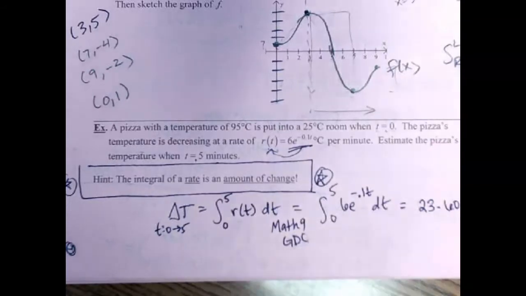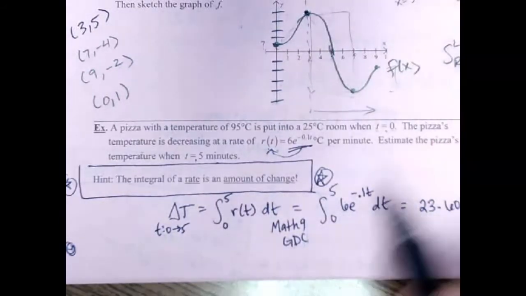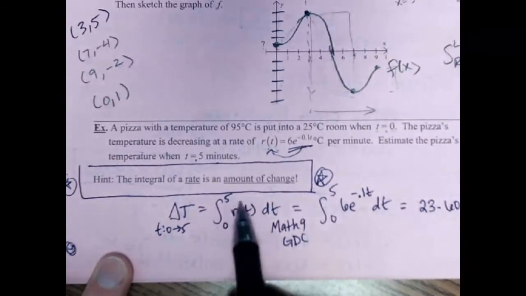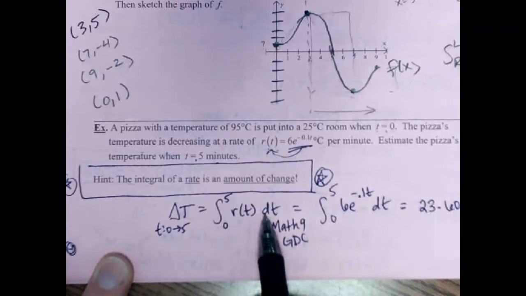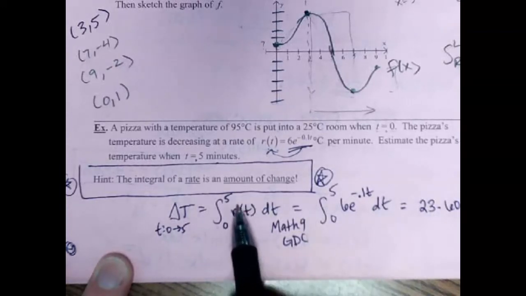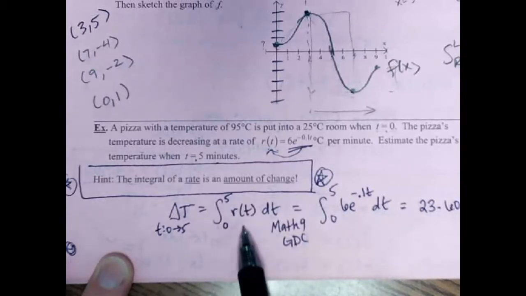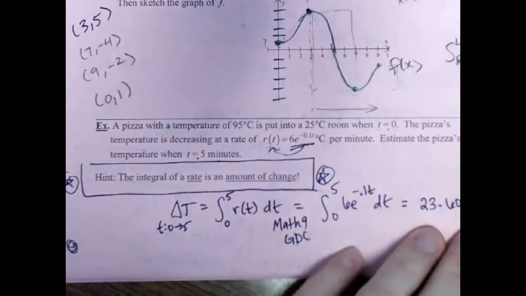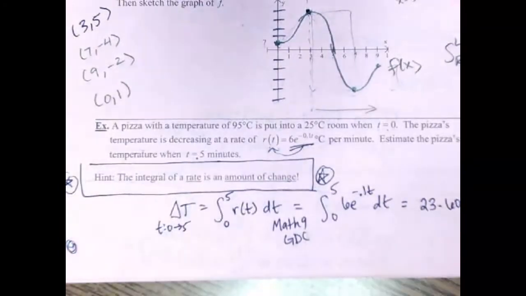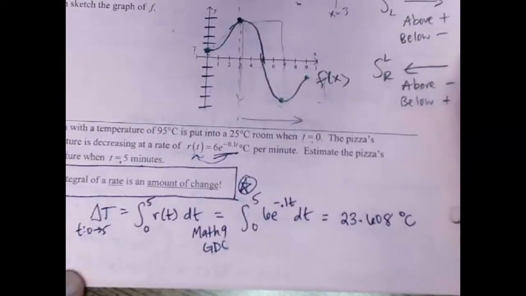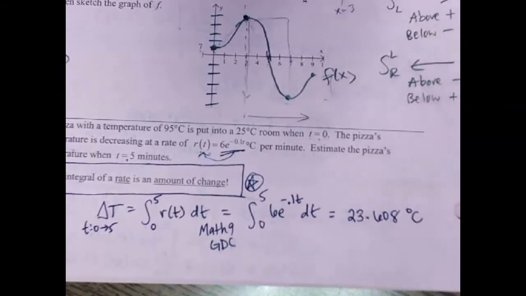23.608. And the units for that, if you accumulate degrees Celsius per minute times minutes, right? The units for this would be degrees Celsius per minute. The units for time, change in time, is minutes. So the per minute and the minute would cancel, leaving me with just the change in temperature in degrees Celsius. That's your change in temperature. That's how much the temperature changes over those 5 minutes.